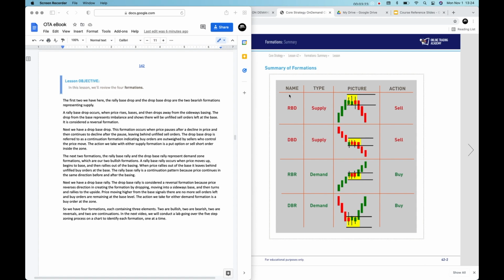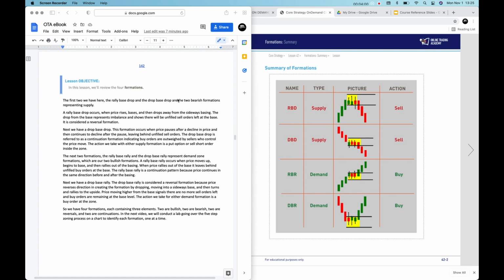Next, we have a drop-based rally. The drop-based rally is considered a reversal formation because price reverses direction in creating the formation by dropping, moving into a sideways base, and then price turns and rallies to the upside. Price moving higher away from the base signals there are no more sell orders left and buy orders are remaining at the base level. The action we take for either demand formation is a buy order at the base level.